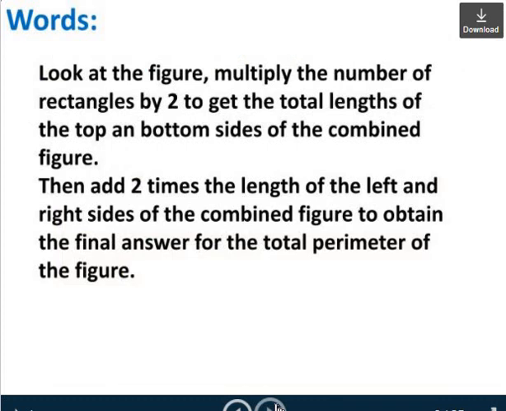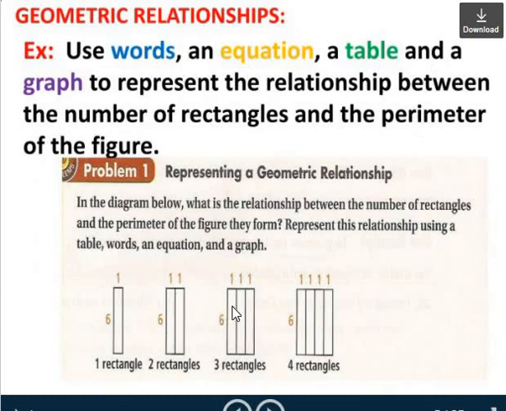Look here. I want you to look at problem 1 in front of you in your book. If you look at the first rectangle, the width of this rectangle is 1 and the length of it is 6.